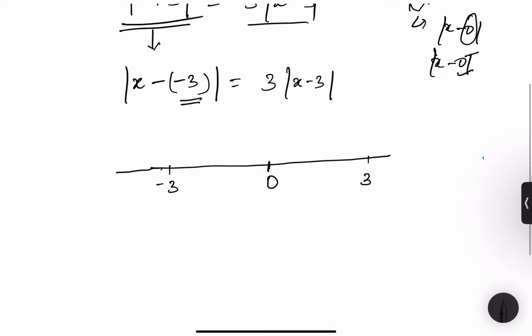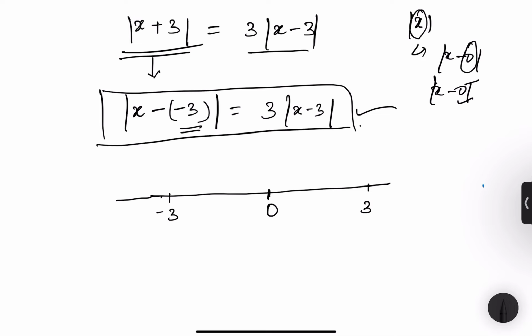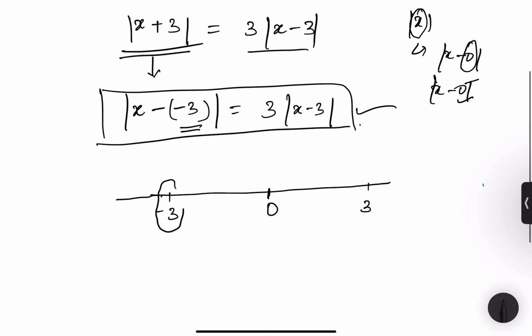So what the problem statement says here, this equation says x minus 3 means the distance of x from number minus 3, this is the number minus 3, so distance of x from number minus 3 is 3 times the distance of x from number 3. So if the distance of x from number 3 is anything, then 3 times of it will be the distance of x from number minus 3.